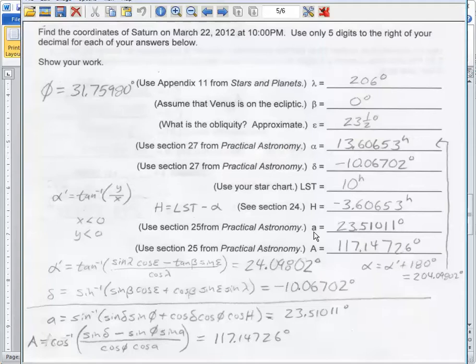Here it is all worked out. You can see that what you do is you first look up the planetary longitude in the appendix of your star chart of the book Stars and Planets. Planetary longitude is also known as ecliptic longitude. If you assume it's on the plane of the solar system, the ecliptic latitude is 0, and I'm talking about Saturn right here. The obliquity is inclination, the inclination between ecliptic and celestial equator, 23.5 degrees. And then you use the equations in section 27 to find the right ascension and declination.